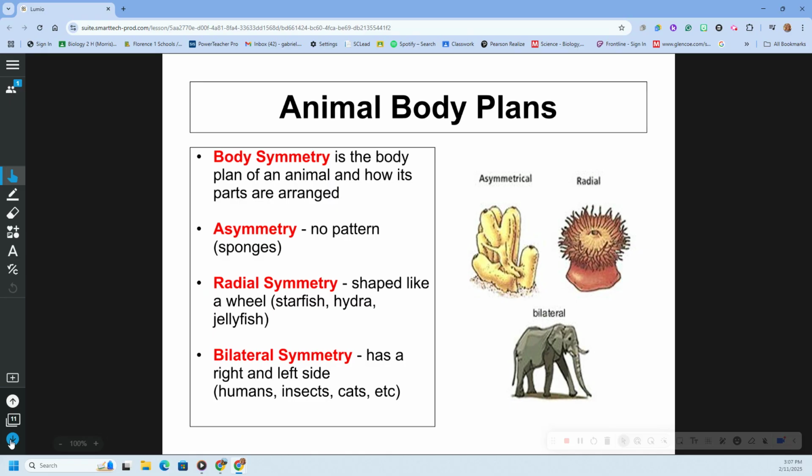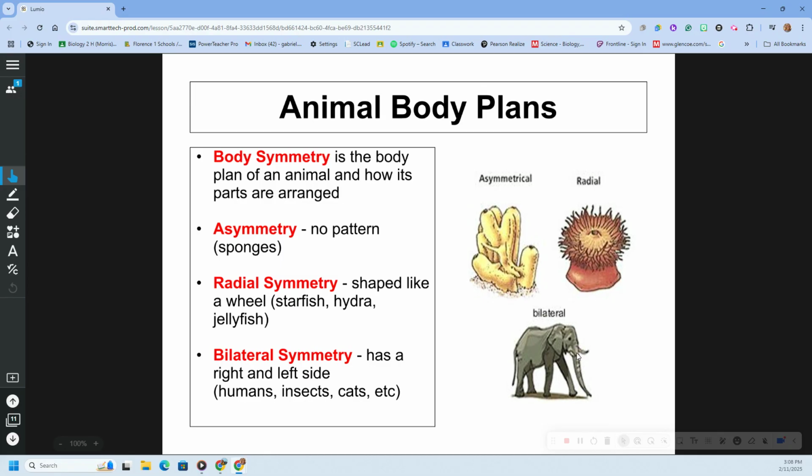So the sponge here you see is asymmetrical. There's no way you can draw a line and divide that sponge into equal halves. But the anemone here, there are multiple ways you can draw a line and divide it in half. It's kind of like a pizza, okay? There are lots of ways you can cut it in half, and that makes it radial, okay? It's round like a pizza. So things like starfish, the hydra, which is like a freshwater anemone, and the jellyfish all have radial symmetry.